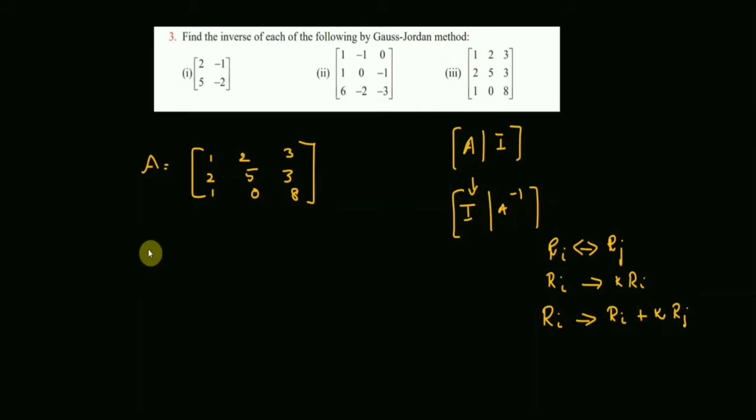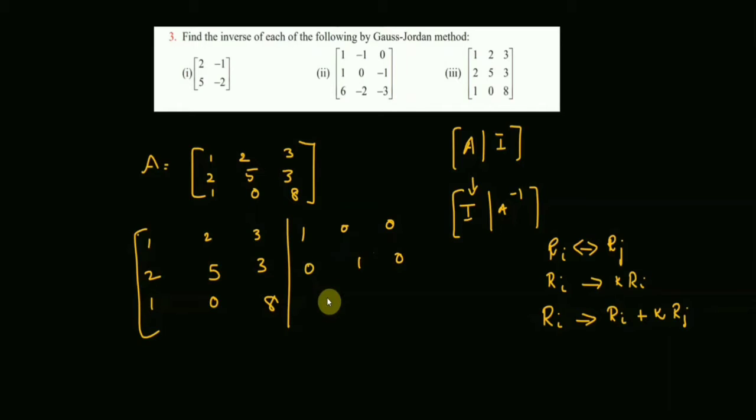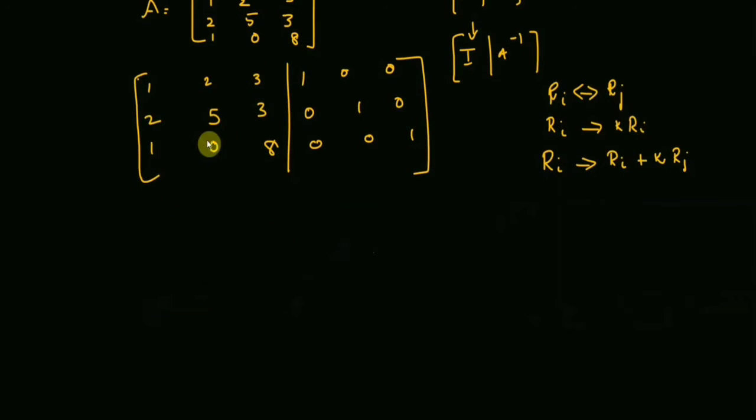So let us first write the augmented matrix, that is matrix 1, 2, 3, 2, 5, 3, 1, 0, 8. Put a line in between. Then write the matrix I, that is 1, 0, 0, 0, 1, 0, 0, 0, 1. Now you're going to convert this into the identity matrix. The first element should be 1. It is already 1. Now we have to change this to 0.